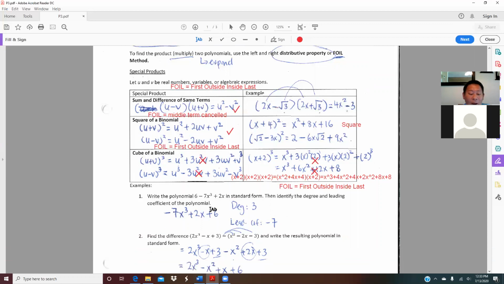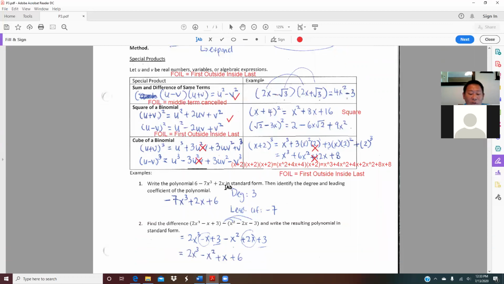All right, for the first question, they want you to do a standard form. So standard form means you have to arrange this from high to low power. So this is the highest power, we put it first, and then 2x and the 6 is the next one. The degree here is 3. The reason why the degree is 3 is because the highest power is 3 and the leading coefficient is -7. Okay, so this question is asking us to do all this work.